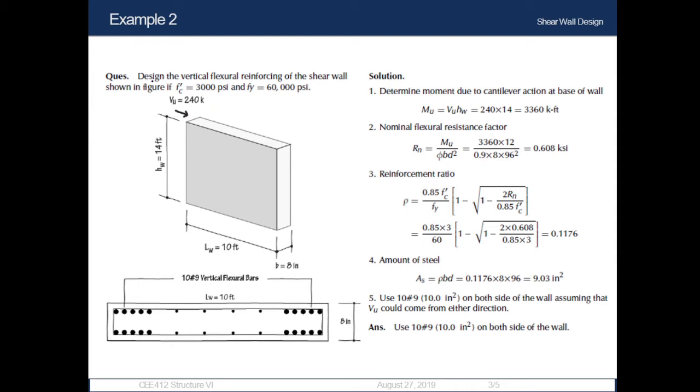we are told to design the vertical flexural reinforcing. That means we need to design the flexural reinforcements, which are generally used in tension faces. That means if a load is imposed from this direction, tension will develop here. So how many vertical flexural reinforcement bars do we need to use in our design? Design the vertical flexural reinforcing of the shear wall shown in the figure if fc' is equal to 3000 psi and fy is equal to 60,000 psi.